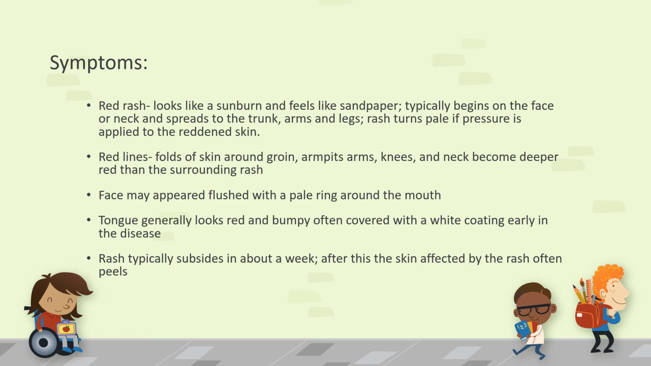The tongue generally looks red and bumpy and is often covered with a white coating early on in the disease progression. The rash typically subsides in about a week. After this, the skin that is affected by the rash often peels and falls off.